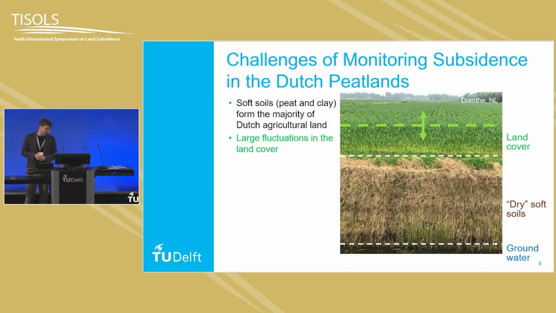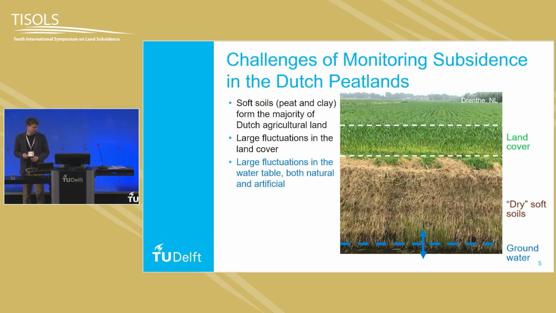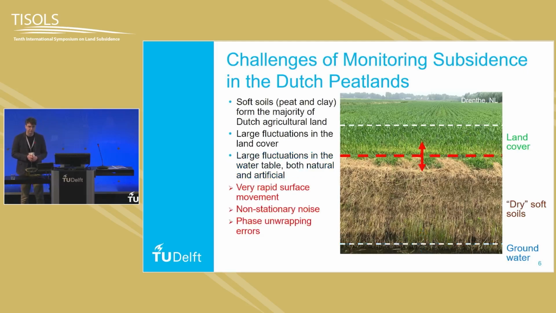This gives us a lot of challenges when we try to monitor it. First of all, we have large fluctuations in the land cover if there's mowing or harvesting going on. We have large fluctuations in the water table, both natural and artificial, caused by pumping, and very rapid surface movement. This rapid movement of the ground, along with changing noise levels throughout the year, and phase unwrapping errors for the InSAR people, makes it very difficult to monitor this area.